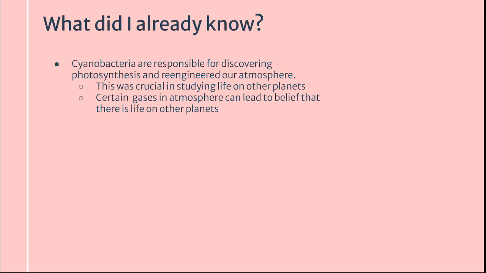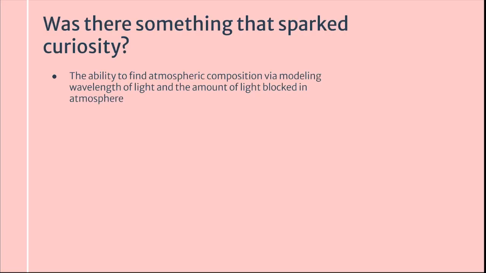Was there something that sparked your curiosity? For me, the ability to find atmospheric composition via modeling wavelength of light and the amount of light blocked in the atmosphere was really interesting. This was another graph that she showed us, and it was also a spectra of sorts. It looked a little bit similar to the one she showed us to find transiting planets.